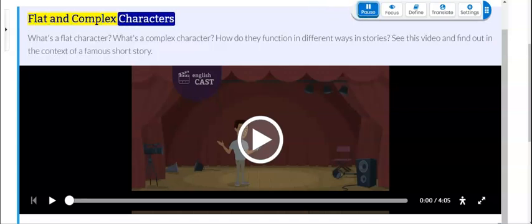Flat and complex characters. What's a flat character? What's a complex character? How do they function in different ways in stories? See this video and find out in the context of a famous short story.